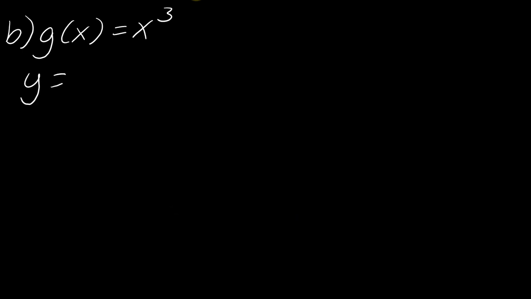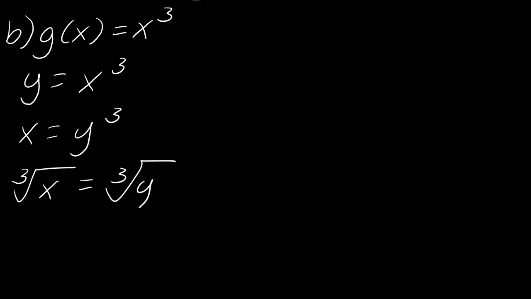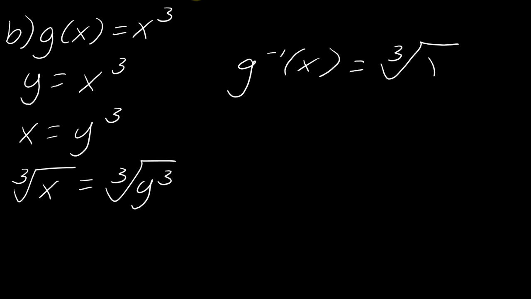All right, so I'm going to rewrite this as y equals x cubed, and then I'll flip my x and my y. To solve for y in this case, I have to get rid of this cube. So what I'm going to do is take the cube root of each side. And so what I will get is, let's see, this is g, not f in this case. So g inverse will be equal to the cube root of x. So that would be the inverse in that case.